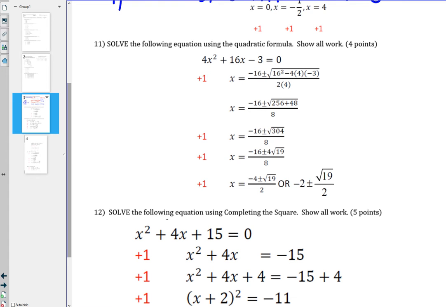Alright, the next one, the quadratic formula. This one's a little more straightforward. I'd say if I were to rank it, I was going to say that number 10 was the worst, then 11 and 12, but let's see if I'm right. Actually, 11 was better than 12. I thought 12 would have been the best. The first point you got was for substitution, if you plug in the numbers correctly. We're looking for signs here. Remember that A is 4, B is 16, and C is negative 3. So the first time we plug in the B, it has to change the sign.